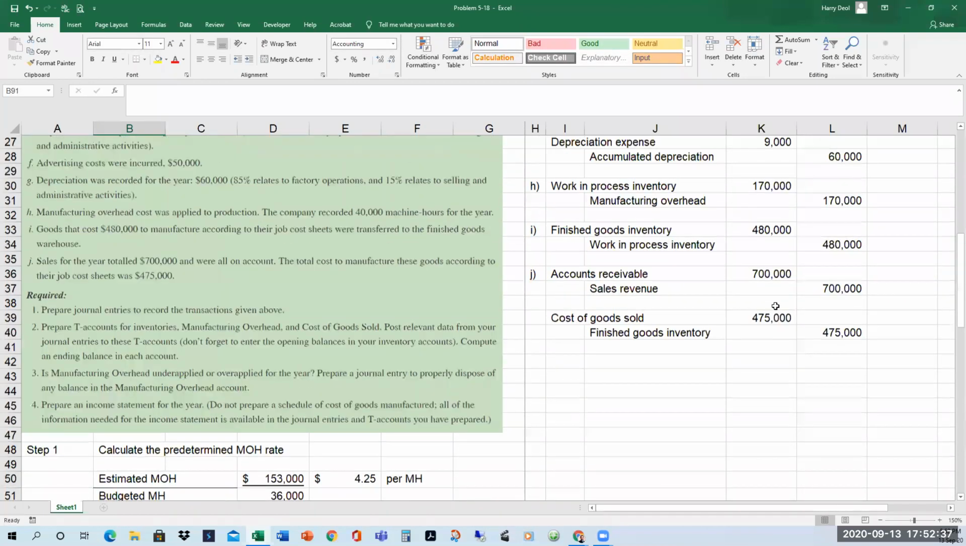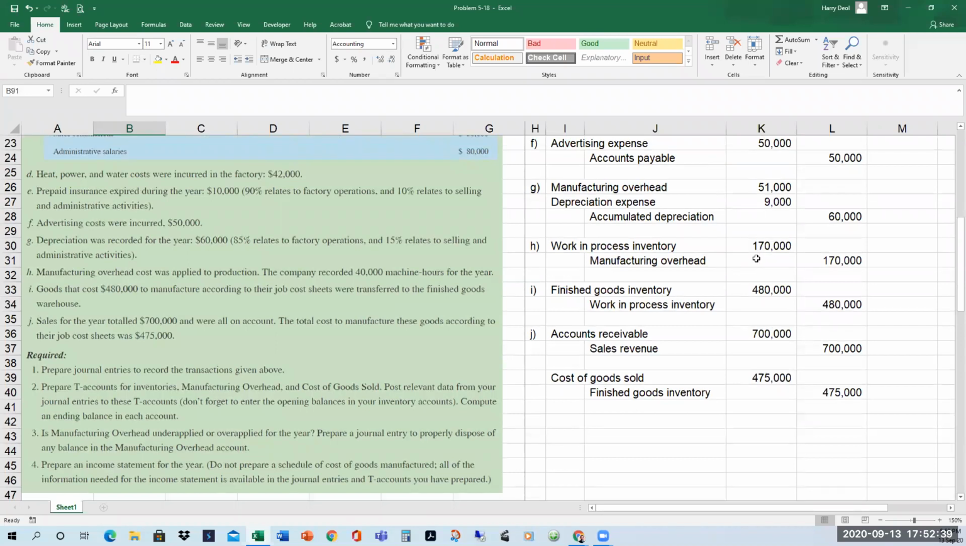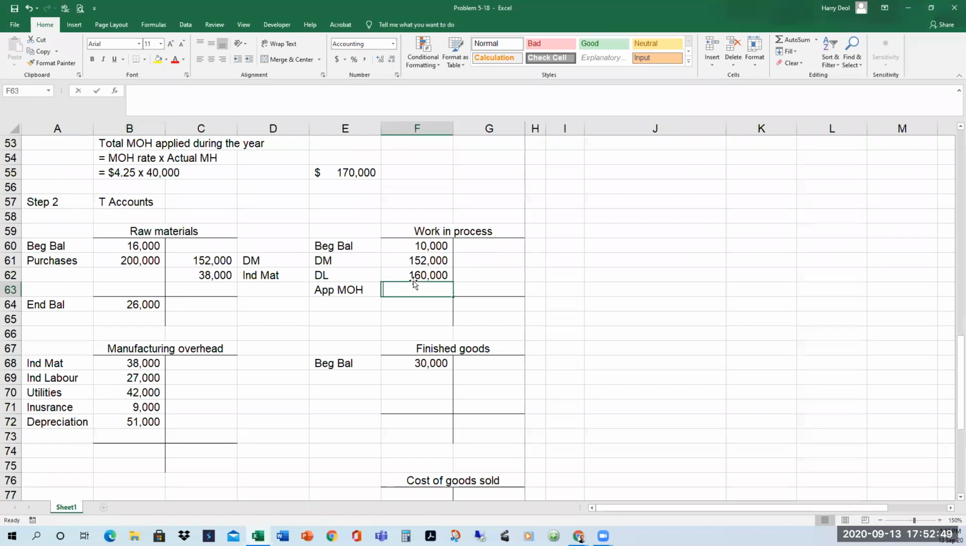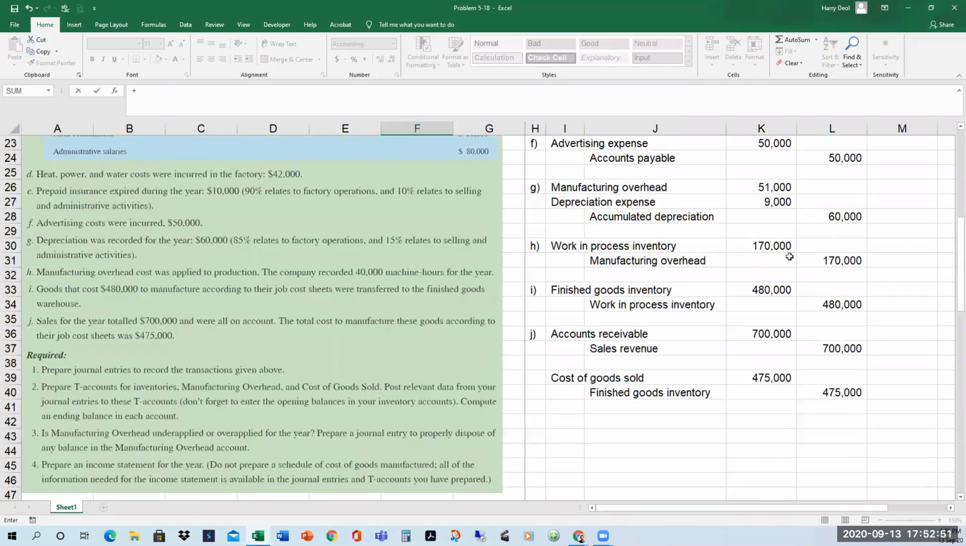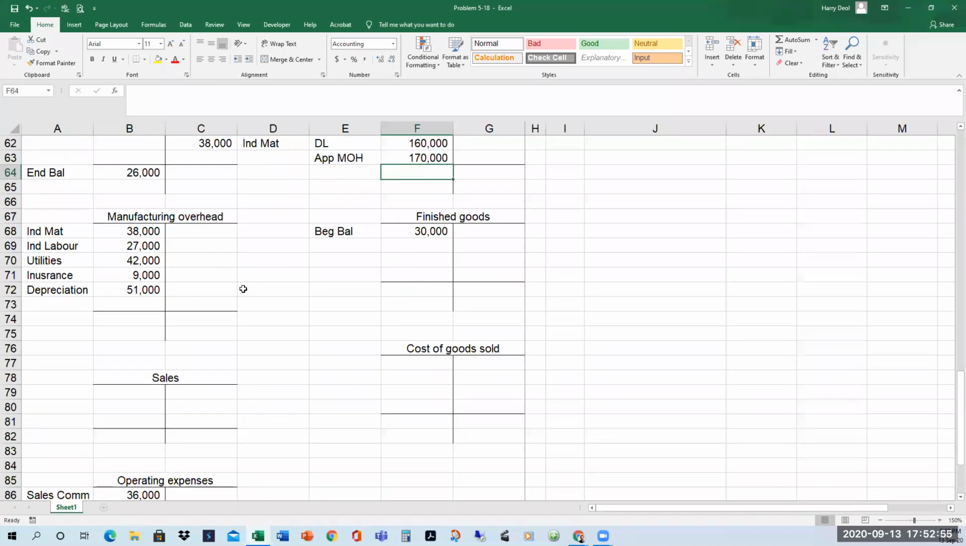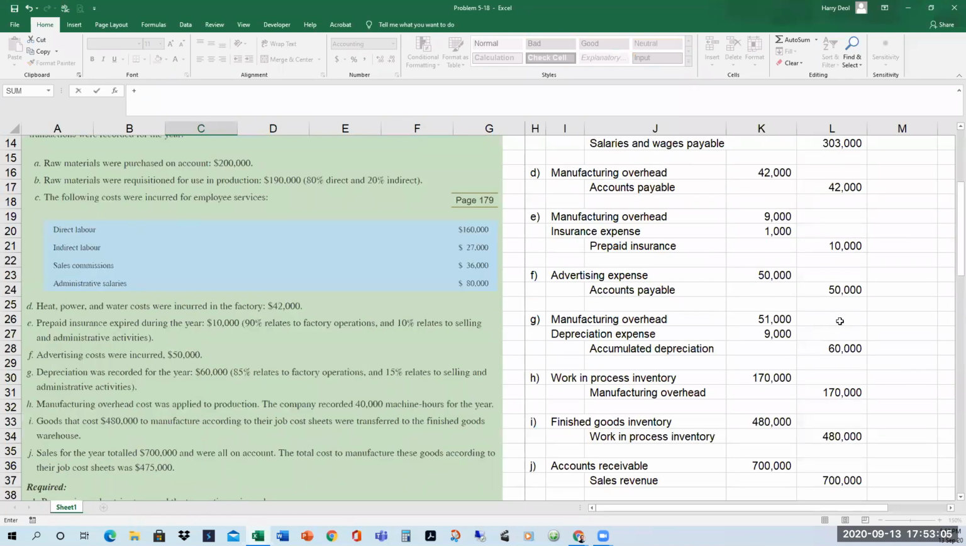Right, next up, I have the manufacturing overhead being applied. Debit work in process for 170,000 and credit manufacturing overhead for the 170,000. So debit work in process, 170,000, and credit manufacturing overhead. So this is the applied MOH, $170,000.